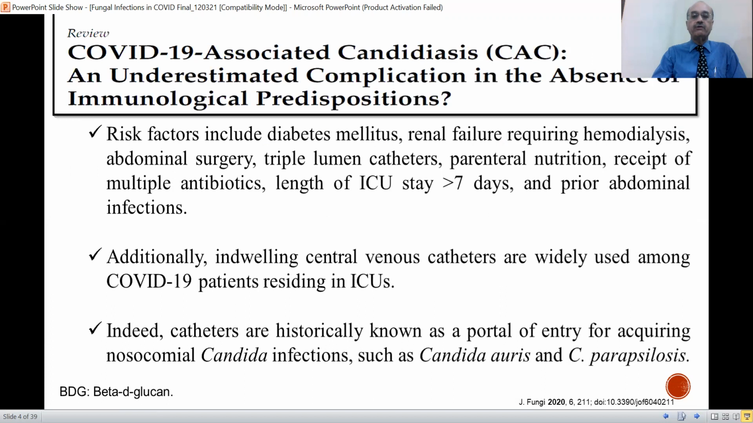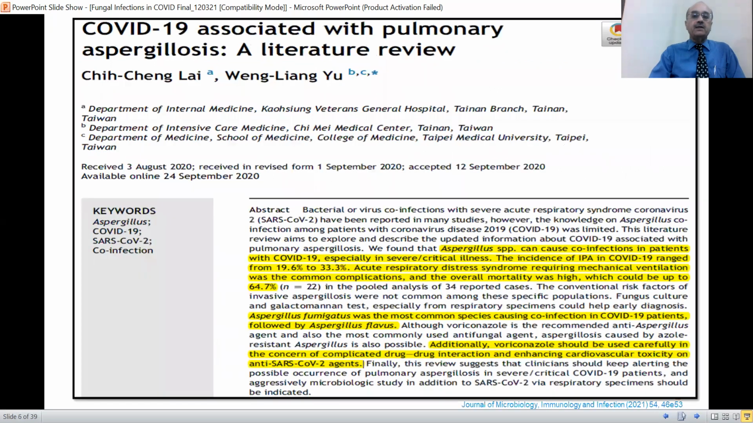The predisposing factors for these fungal infections, which are very commonly seen in ICU patients, are requiring a lot of catheters, indwelling central venous catheters, parenteral nutrition with a background of diabetes and renal failure, and they receive multiple antibiotics. And the longer the length of stay in the ICU, the more is the risk of developing invasive fungal infections. Then this review was published from Taiwan, where they studied pulmonary aspergillosis associated with the COVID pandemic.